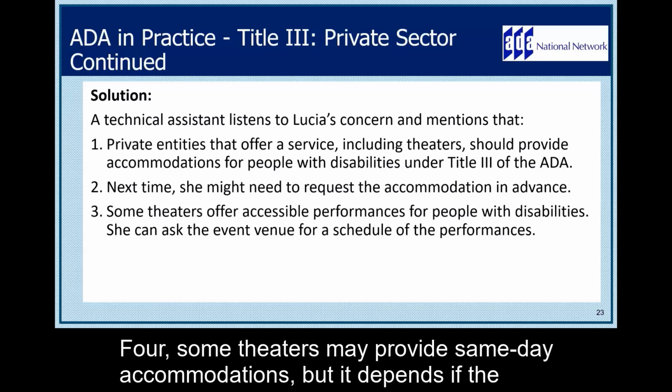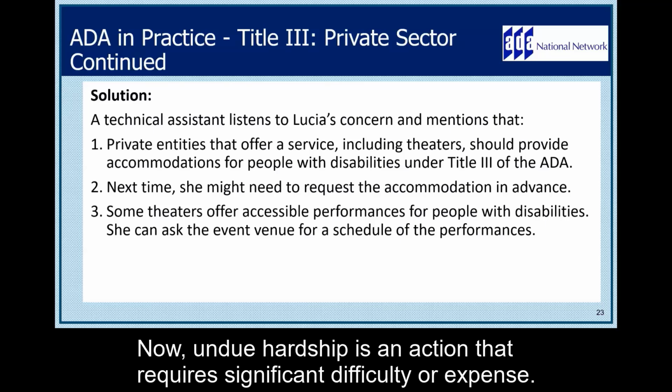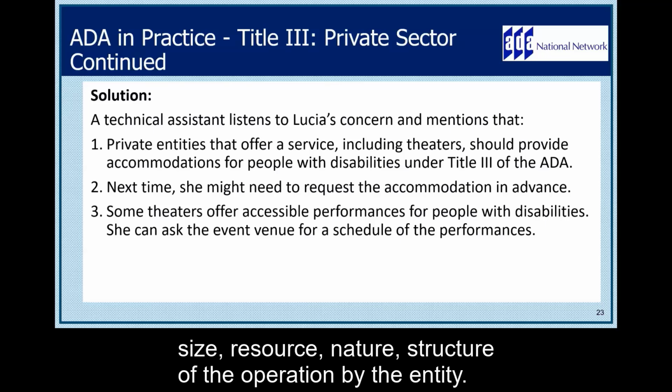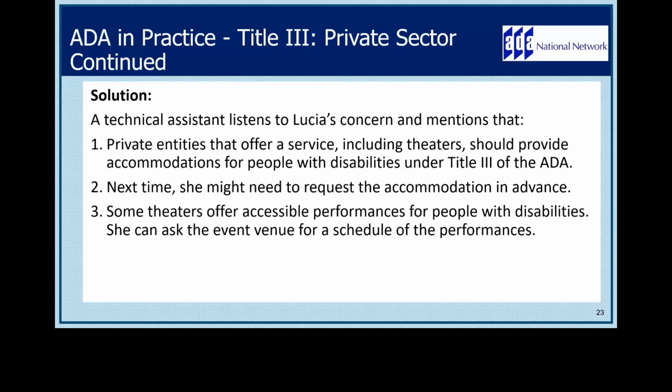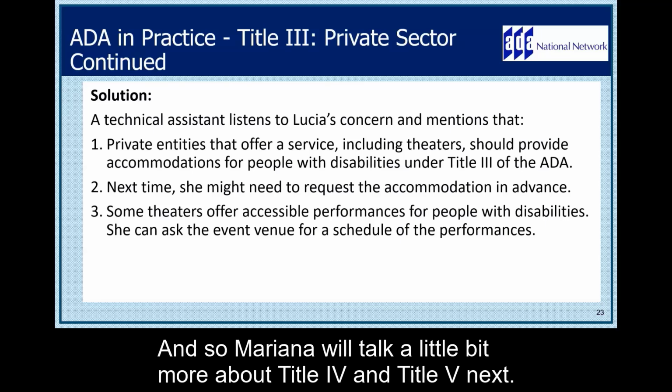these performances. Four, some theaters may provide same-day accommodations, but it depends on whether the accommodation will be reasonable and not create undue hardship. Now, undue hardship is an action that requires significant difficulty or expense. These factors include the nature and cost of the accommodation in relation to the size, resource, nature, and structure of the operation by the entity. And so that's just some examples of Title III. Mariana will talk a little bit more about Title IV and Title V next.